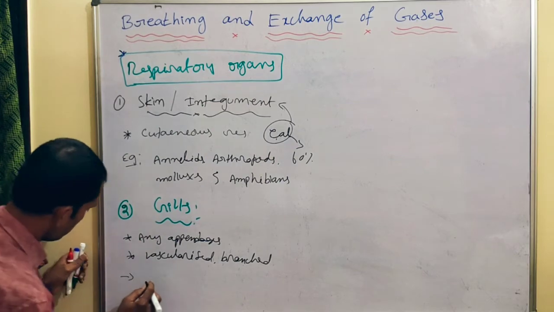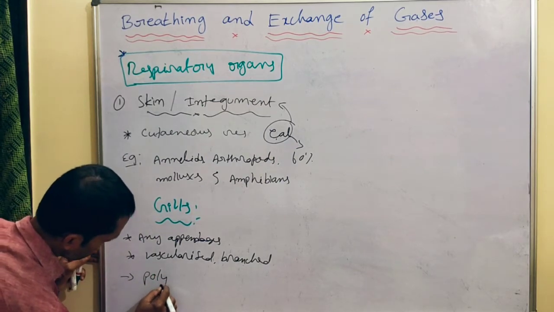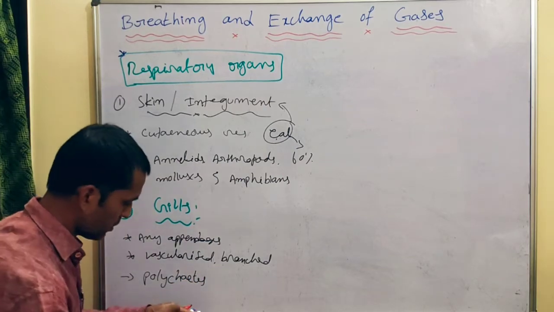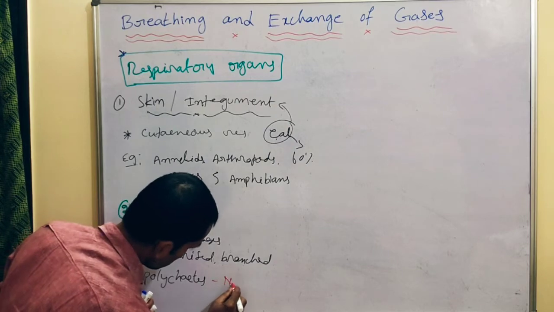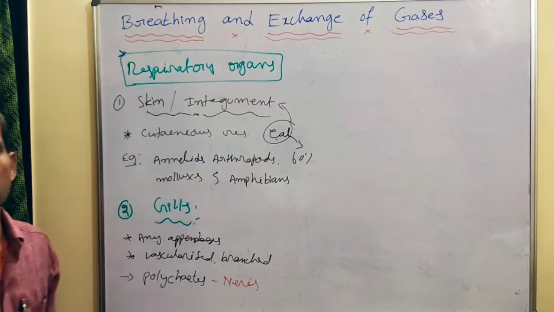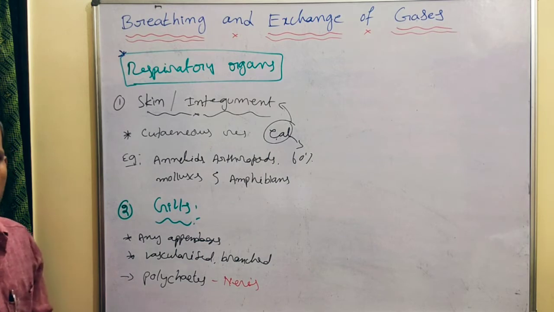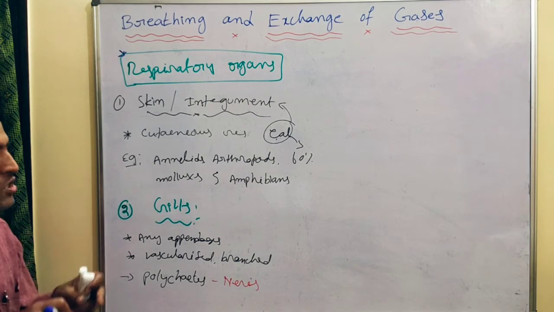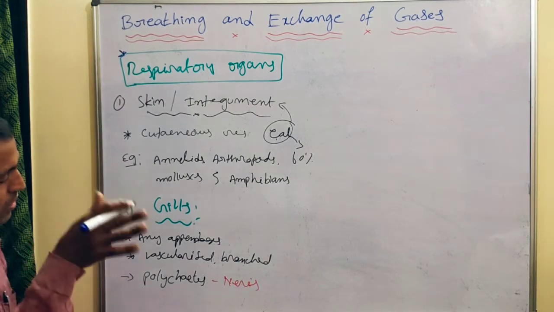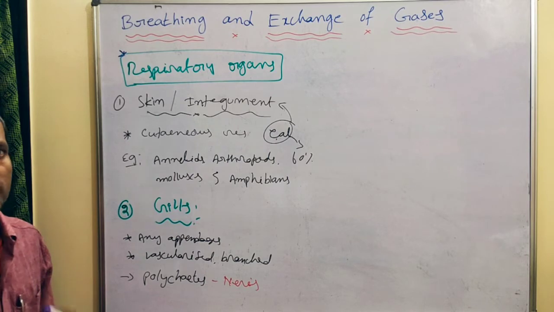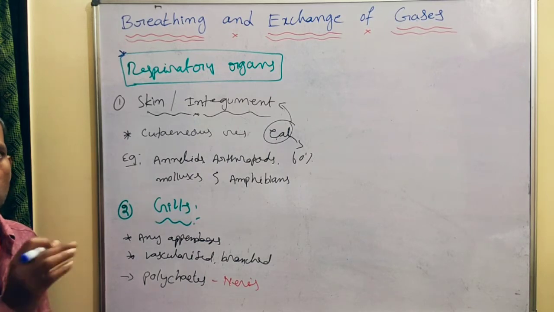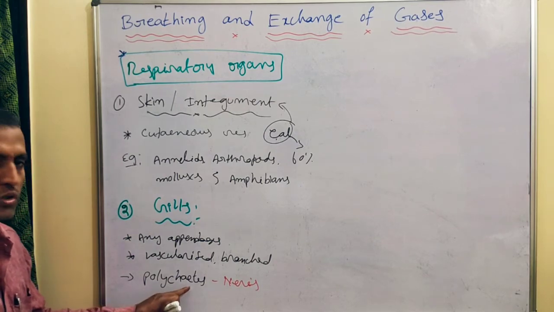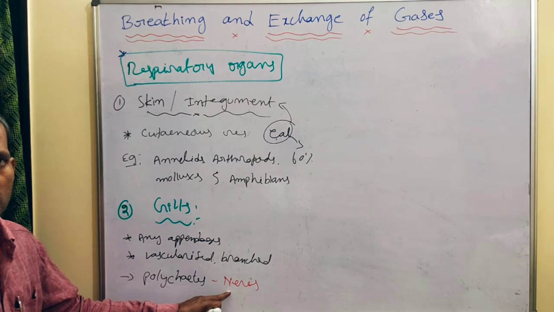Firstly, in polychaetes, the example is Nereis. In Nereis, the skin is pushed outwards to form branch-like structures called gills on the dorsal surface of the body. We can observe protruded portions of the skin on the dorsal surface. Through those structures in Nereis, respiration is done.